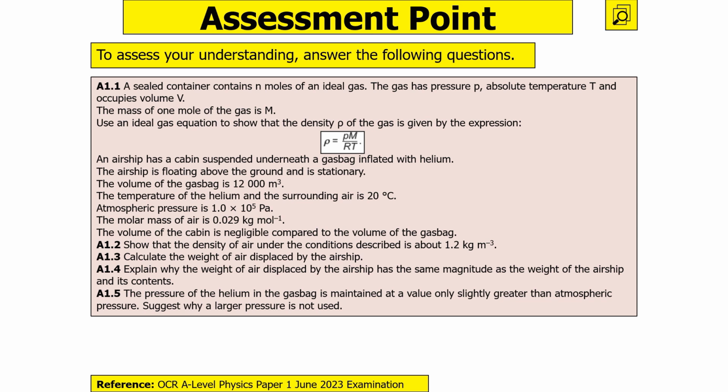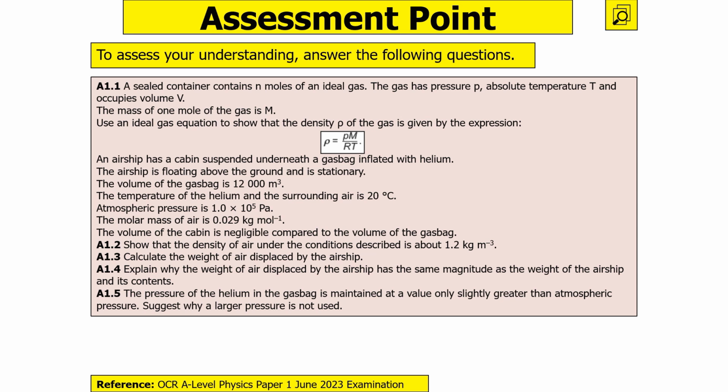PM over RT. An airship has a cabin suspended underneath a gas bag inflated with helium. The airship is floating above the ground and is stationary. The volume of the gas bag is 12,000 meters cubed. The temperature of helium in the surrounding air is 20 degrees Celsius. The atmospheric pressure is 1 times 10 to 5 pascals. The molar mass of air is 0.029 kilograms per mole. The volume of the cabin is negligible compared to the volume of the gas bag. Show that the density of air under the conditions described is about 1.2 kilograms per meter cubed.